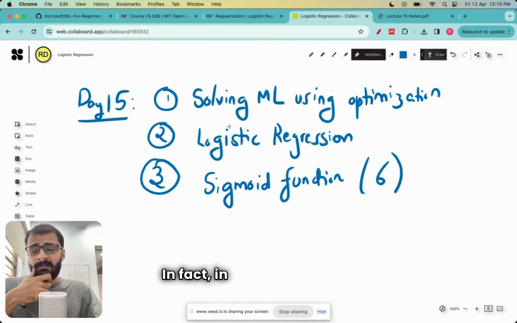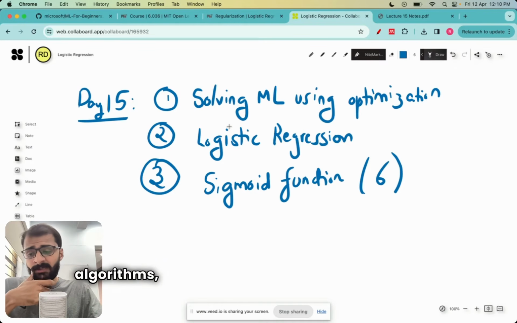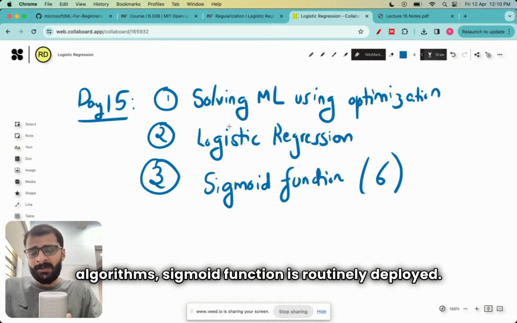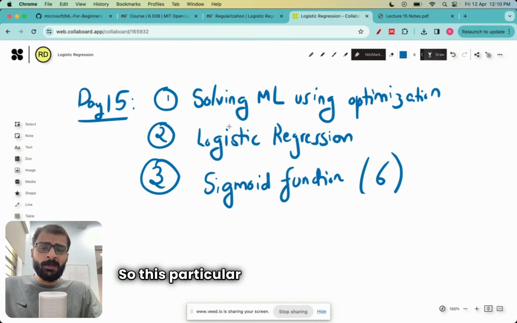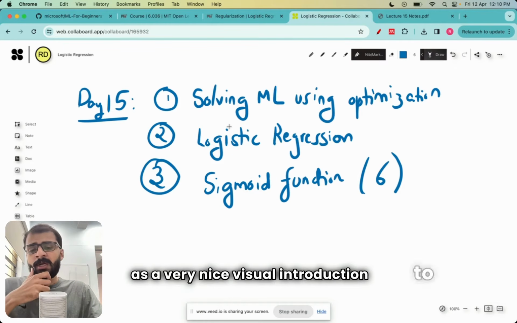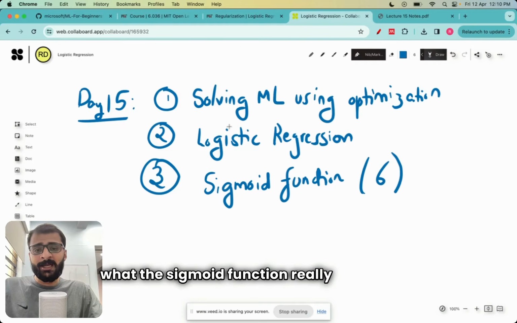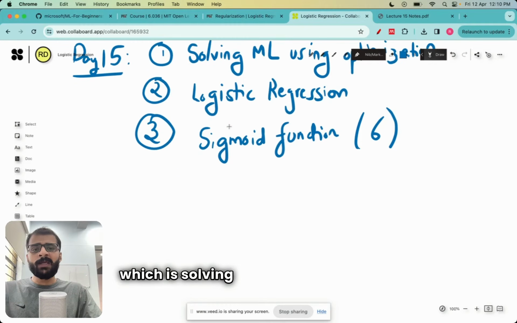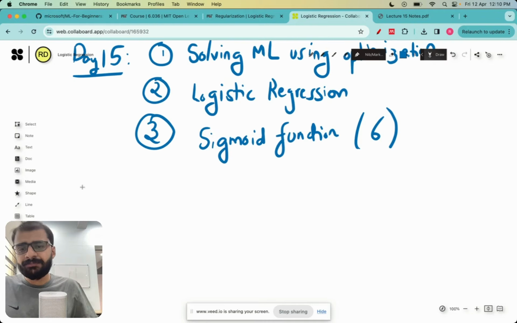In fact, in many modern ML algorithms, sigmoid function is routinely deployed. So, this particular lecture will also serve as a very nice visual introduction to what the sigmoid function really represents. So, let's start with the first aspect, which is solving ML using optimization.